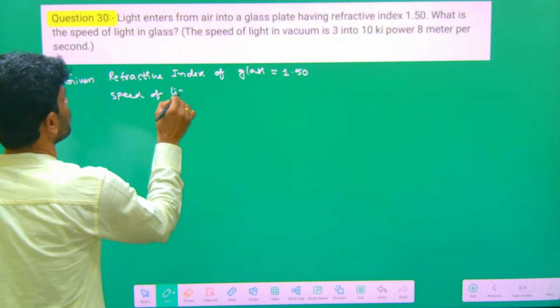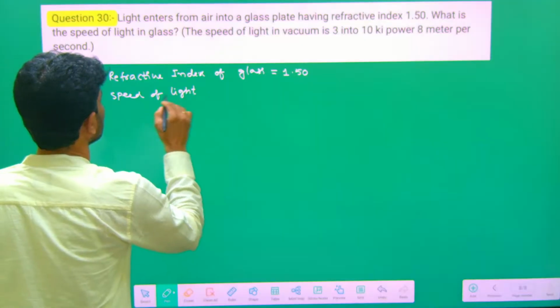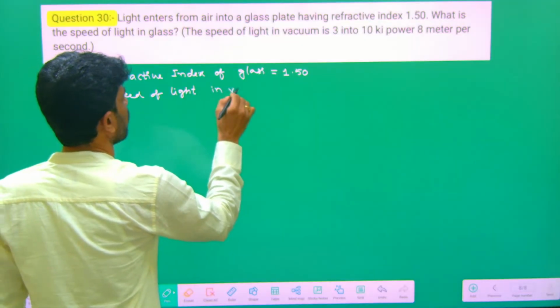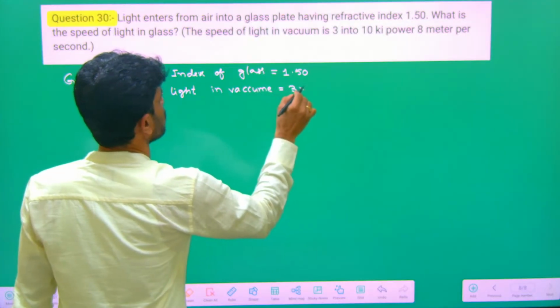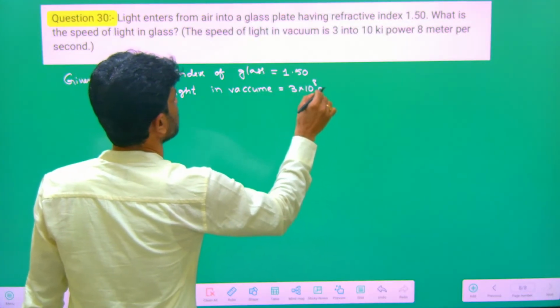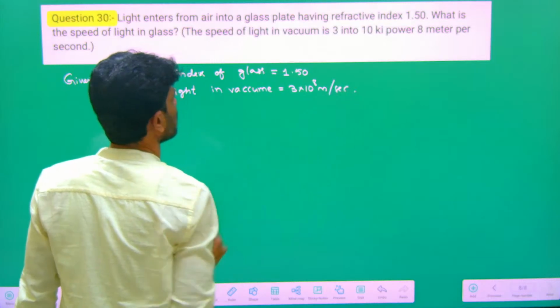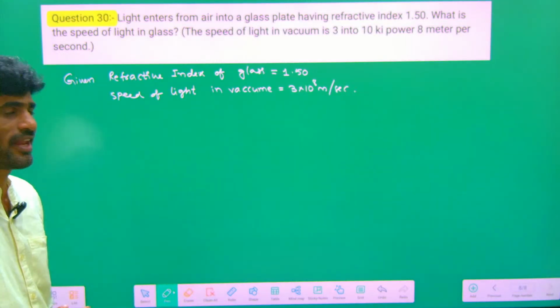Speed of light, you have to remember, even though it is not given. From now on you have to remember it. Speed of light in vacuum or air will be equal to 3 into 10 to the power of 8 meters per second. Now we have to find the speed of the light in glass.